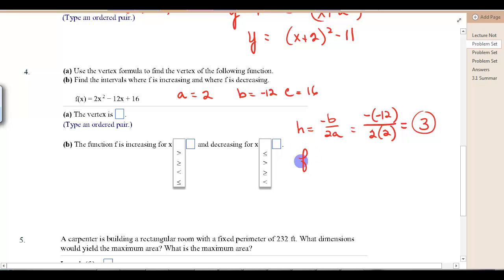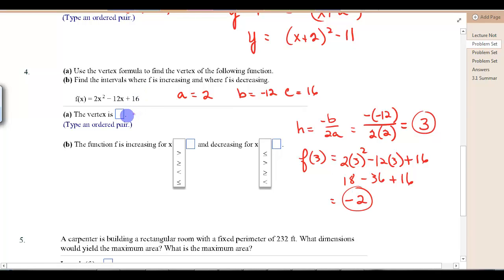And then f of 3 equals 2 times 3 squared minus 12 times 3 plus 16. So that's 2 times 9, that's 18, minus 36 plus 16, and that's 18 and 16 is 34 minus 36, this will be a -2. So the vertex is 3, negative 2, right there. All right.